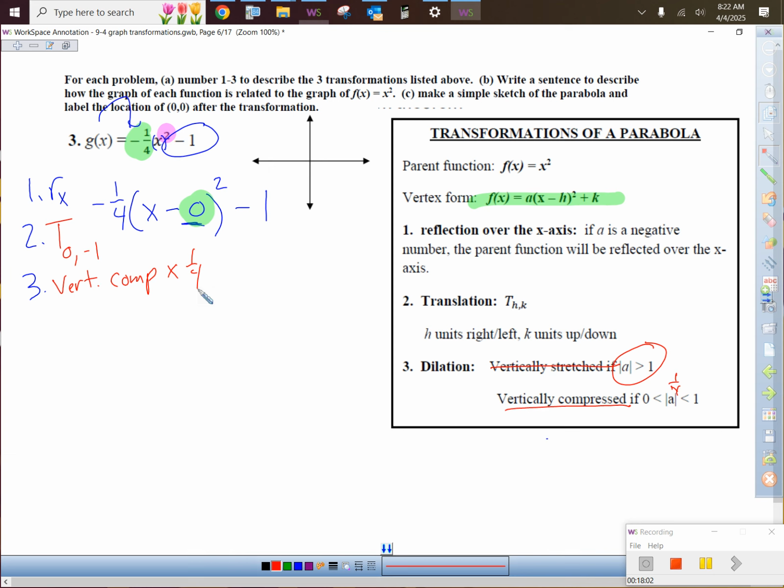Fatter. Hey, watch this. Why is this very different? Why is this not vertically compressed? What is this? This is horizontally compressed, which does happen to graphs, right? We're only doing vertical, right? So it's got to go up and down. Are we cool with that? Vertically compressed means it got what? Fatter.